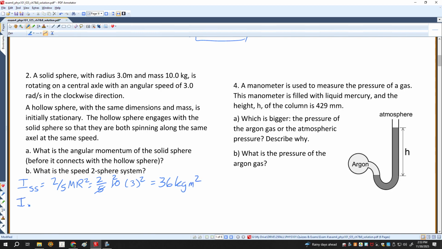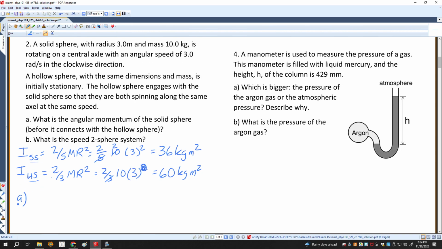And then the moment of inertia of the hollow sphere, I'll call that HS, is 2/3 mr squared. Remember, the hollow sphere has a bigger moment of inertia than the solid sphere, and we can see that here with this fraction, which is bigger than 2/5. So that's 2/3 of 10 times 3 squared again. That 3 takes away one of those 3s, so that's equal to 60 kilogram meters squared. All right, so there's our moments of inertia.